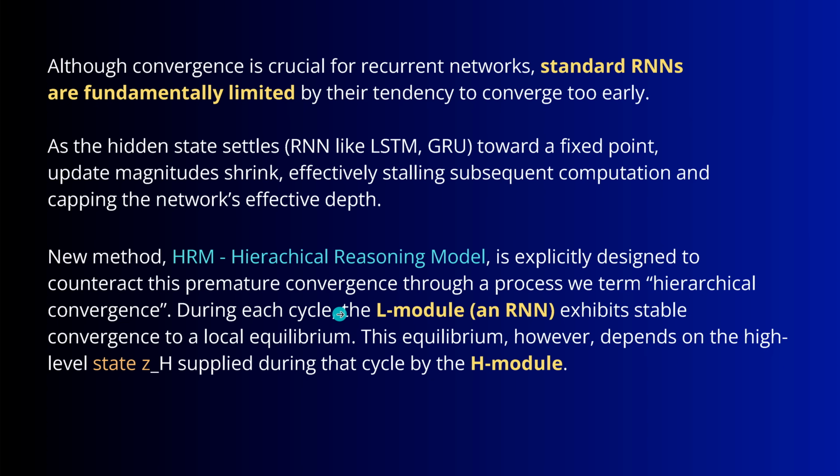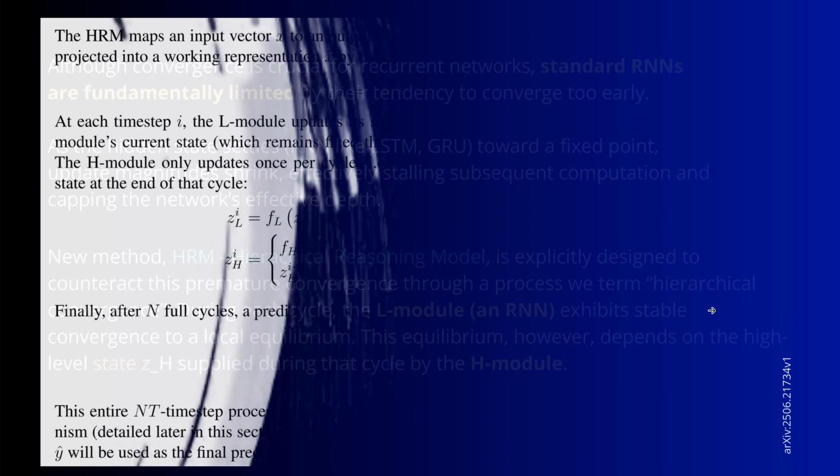We have a cycle with an L module. This is an RNN, as they tell us, a low module, and then we have an H, a high module, and somehow those 2 modules interact in an interwoven two-loop state, and this is the solution so that we do not have this immediate convergence, but we have a hierarchical convergence. This is much more powerful.